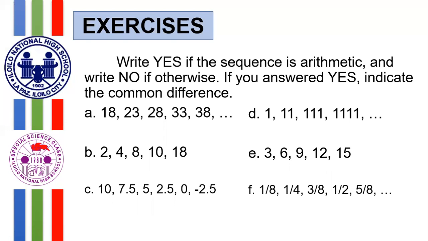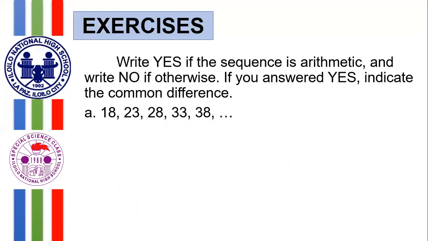All right, let's discuss letter A. If you could see, we have 18, 23, 28, 33, 38. You see that this is in fact an arithmetic sequence with a common difference of positive 5. So we have 23 minus 18, it's 5. 28 minus 23, it's also 5. 33 minus 28. 38 minus 33, it's also 5. So yes, with a common difference of 5.